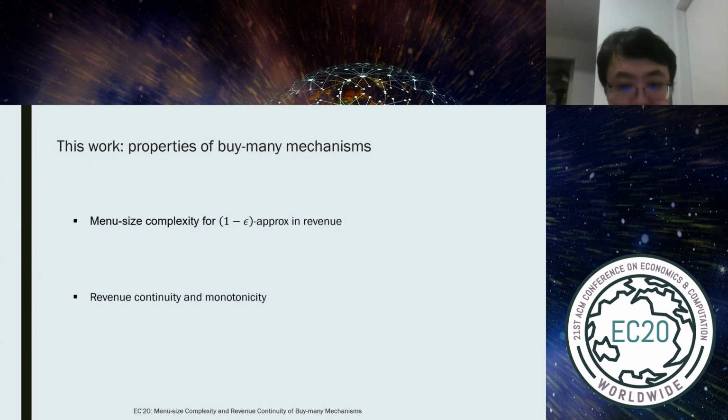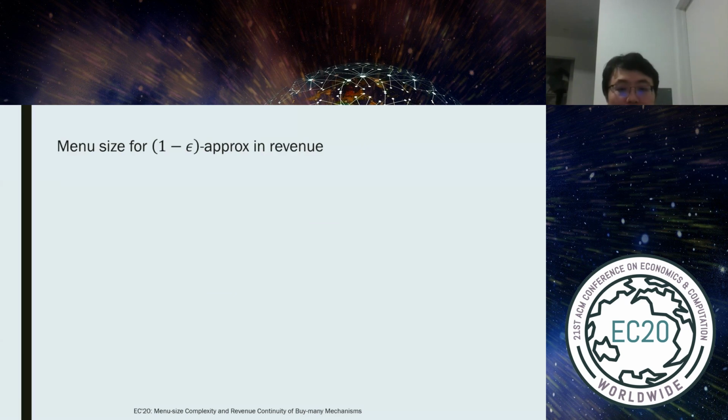So the second direction we study has to do with revenue monotonicity. And I will define it shortly. And it is well known that by-one mechanisms are not revenue monotone, while by-many mechanisms are also not revenue monotone. We'll show that they satisfy a sort of continuity in revenue. Okay, so let's start with the first problem.